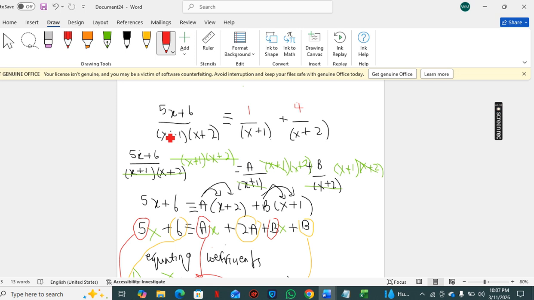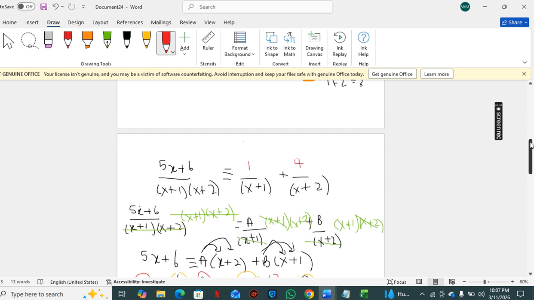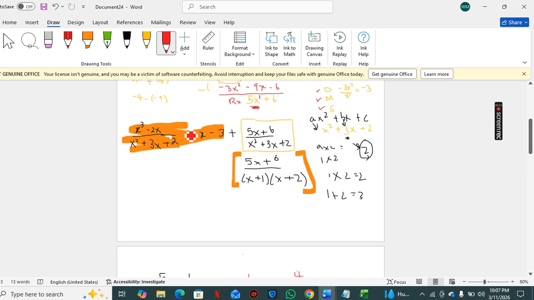This 5x plus 6 over x plus 1 over x plus 2 gives us 1 over x plus 1 plus 4 over x plus 2. Okay. So what we need to do, you see the way we wrote this answer here, you need to break this down. Okay. So it's a long answer for me to write down. My finger is tired. Okay. Just know at the end, you come back to this expression here. So it's x minus 3 plus 1 over x plus 1 plus 2 over x plus 2. That will be your answer.